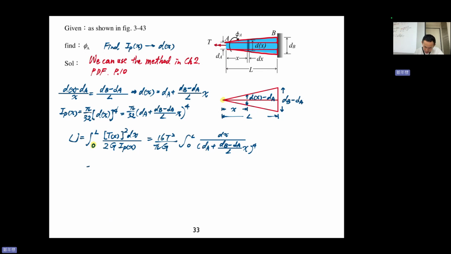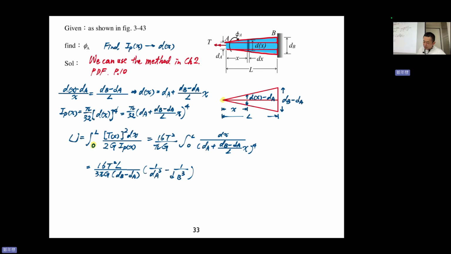Then 16 T squared L divided by 3 pi G times (dB minus dA) times (1 over dA cubed minus 1 over dB cubed). Wow, terrible. Okay, so that's it. All right.